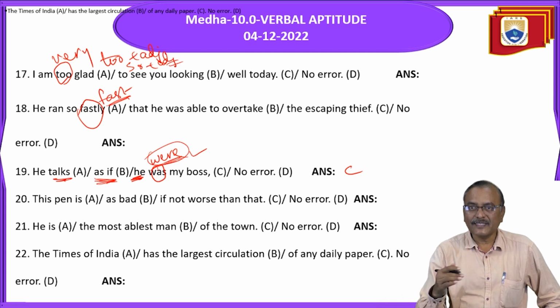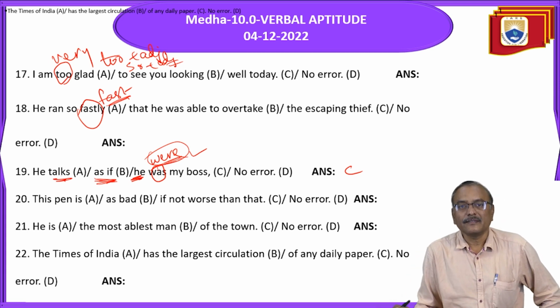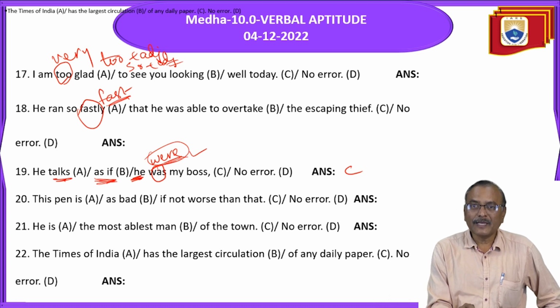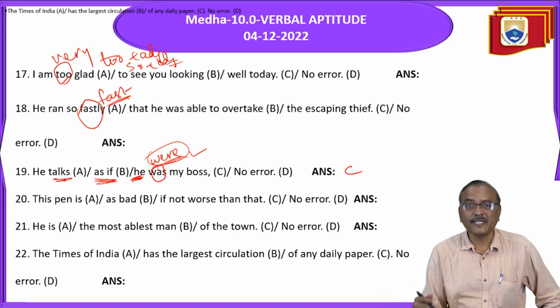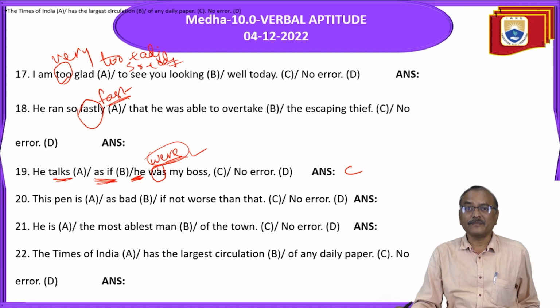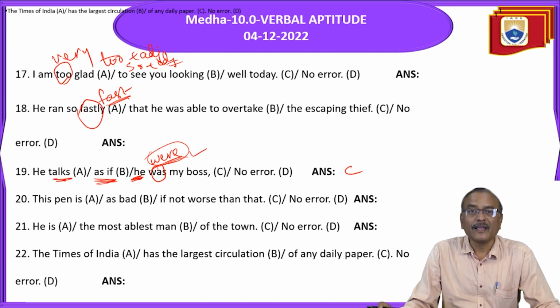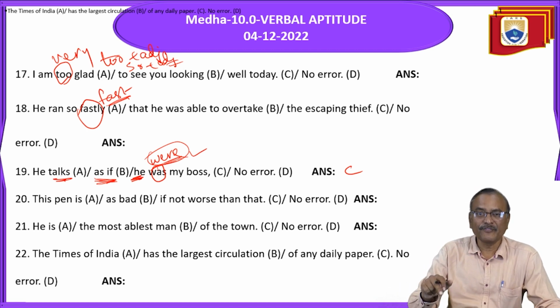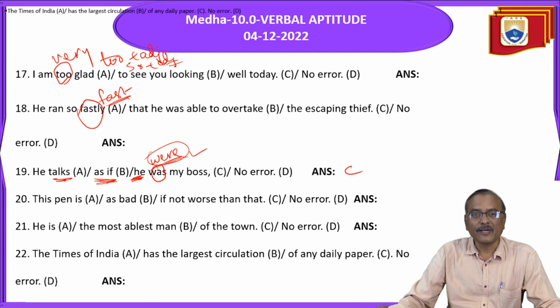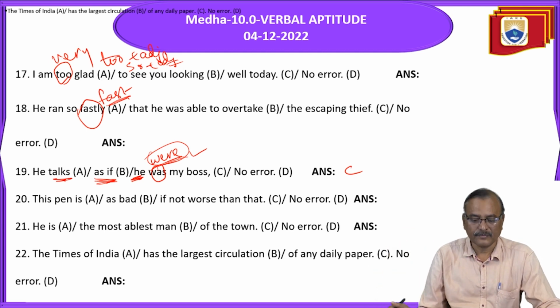Next. Generally these are improbable and imaginary assumptions. In assumptions, we go with such types. If he were the CM, he would cancel all the examinations. If I were a bird, I were only, don't say I was. If I were a bird, I would fly high. Is it clear? Right? If I were, not I was. After "if", with a singular pronoun or a singular noun also, use "were" only.